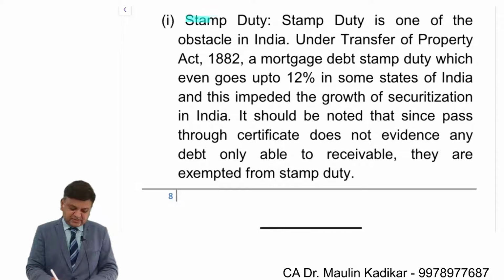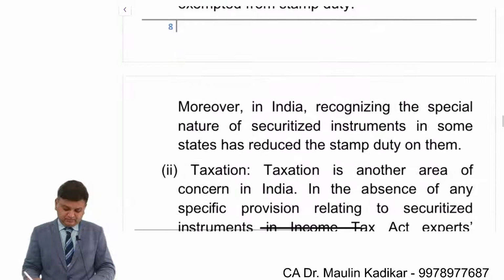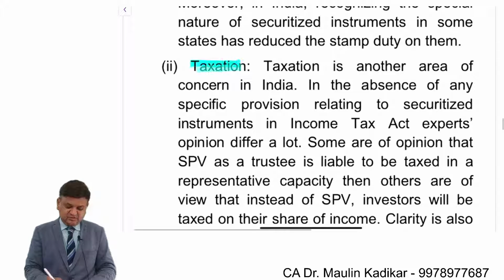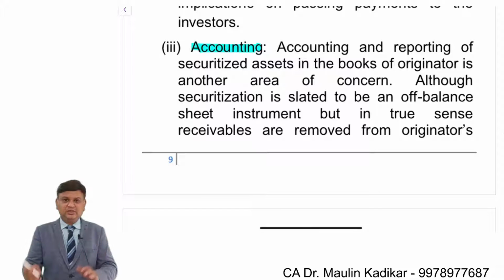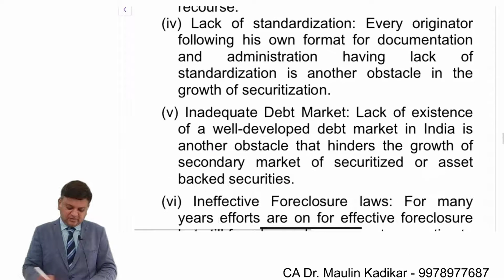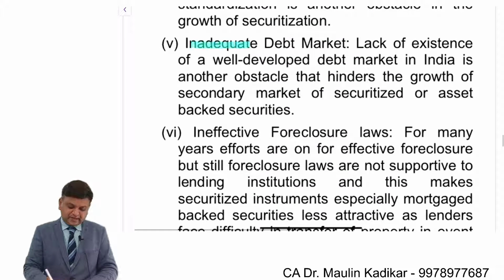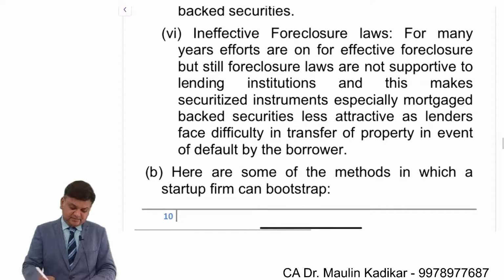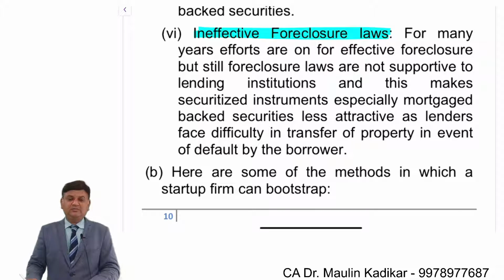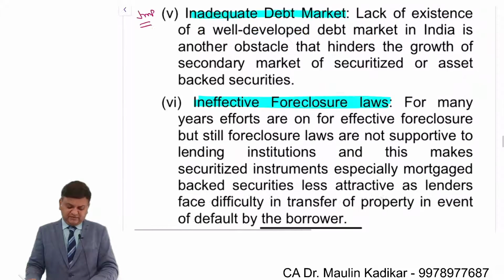So in that, the first is the stamp duty, second is taxation because there is no clarity, accounting, why? Because there is no specific accounting standard for it, lack of standardization in terms of the procedure, inadequate debt market, and I think that this is very important because the number of investors who are interested in it are less. Ineffective foreclosure laws, this is also important because the investors feel that their investment is at a risk.